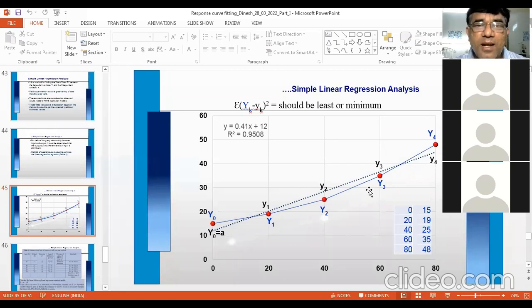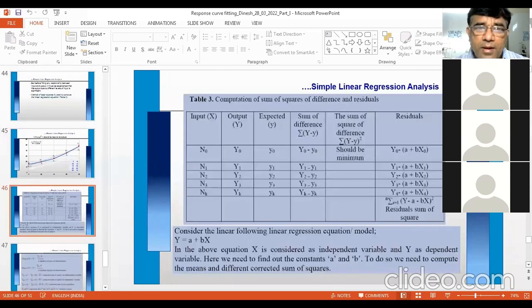To work out that line, the equation is y = a + bx. You need to calculate the values of a and b. If you estimate the values of a and b, you are able to find the best equation and fit your data the best. Now let us see how to find the values of a and b.